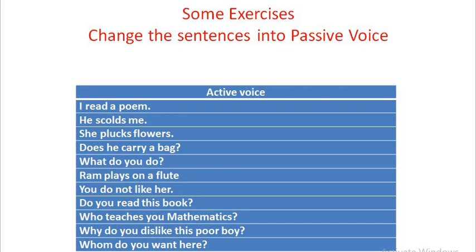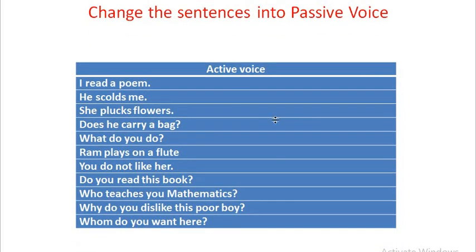You can check the answers also. Now here, these sentences are in simple present tense. I read a poem. He scolds me. She plucks flowers. Does he carry a bag? What do you do? Ram plays on a flute. You do not like her. Do you read this book? Who teaches you mathematics? Why do you dislike this poor boy? Whom do you want here? So these are in simple present tense. You have to change them into passive voice.